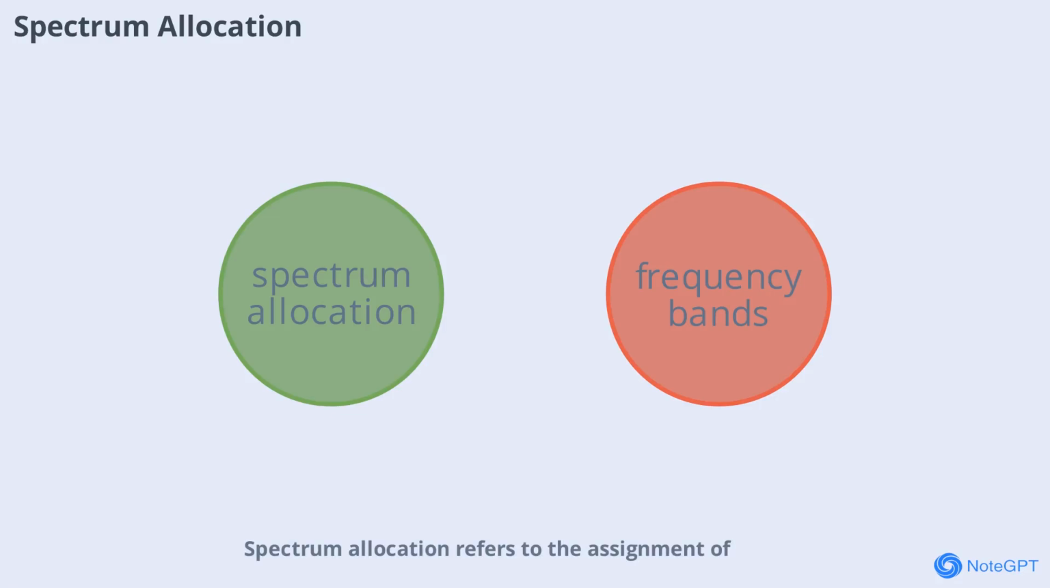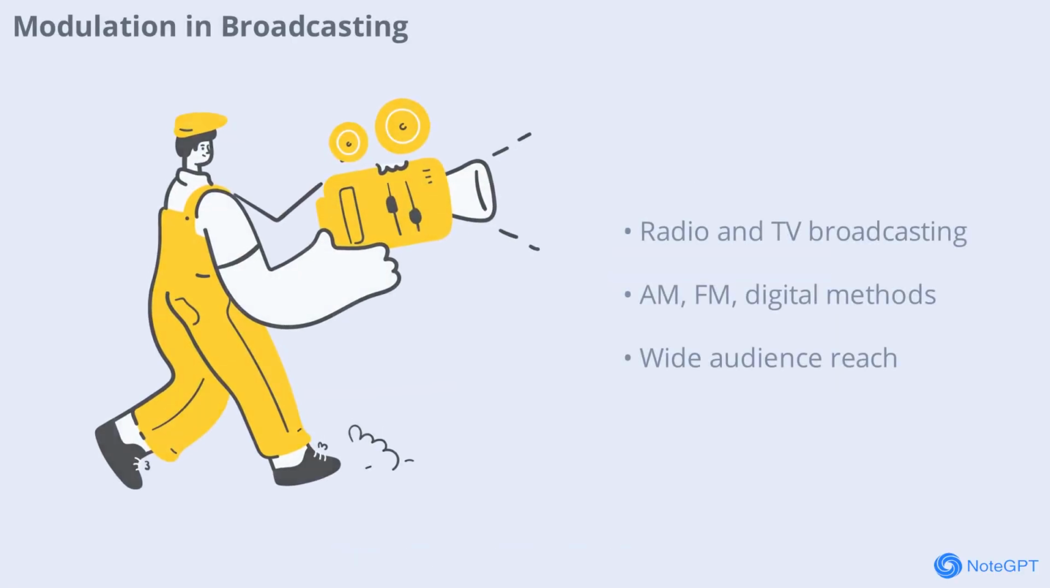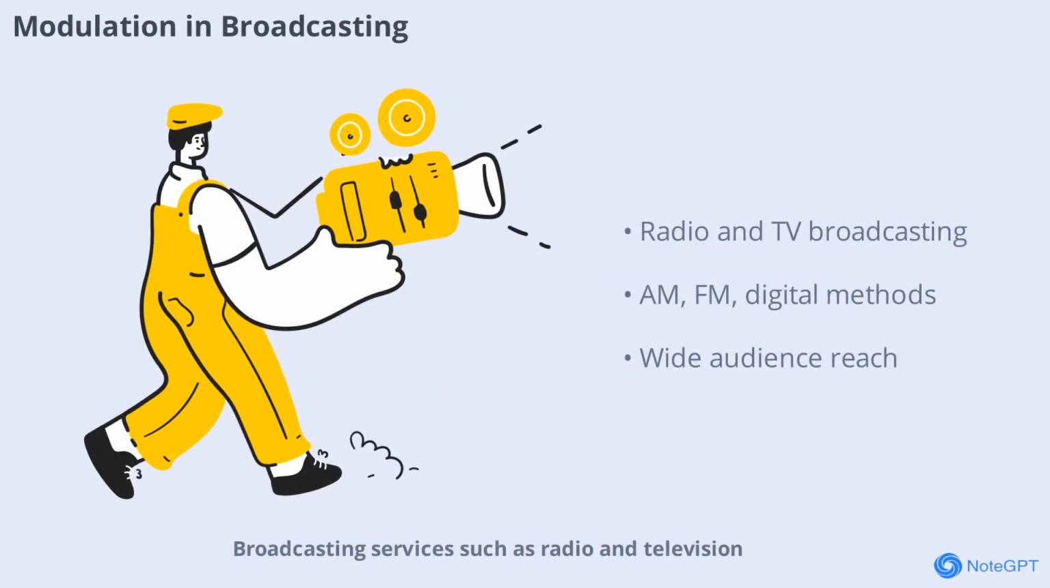Spectrum allocation refers to the assignment of specific frequency bands for different communication services. Modulation techniques are designed to fit within these allocated bands, ensuring efficient use of the available spectrum. Proper spectrum management is vital for avoiding interference and supporting a wide range of services, from radio to mobile networks. Broadcasting services such as radio and television rely on modulation to deliver content to large audiences.